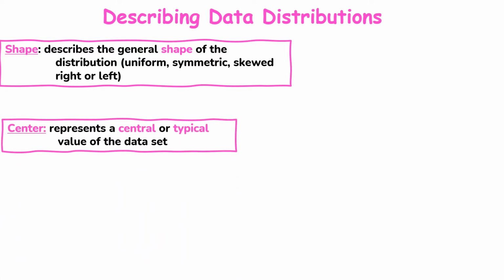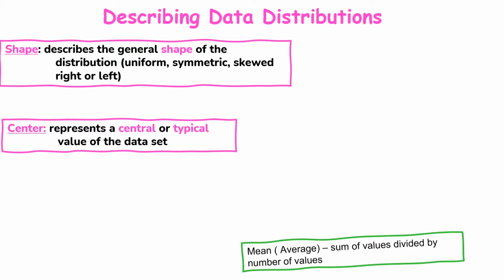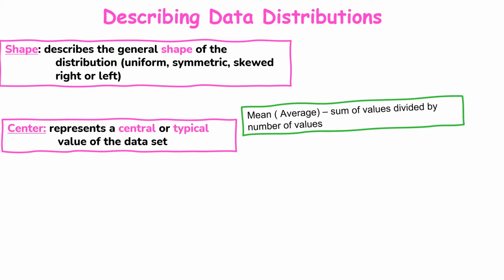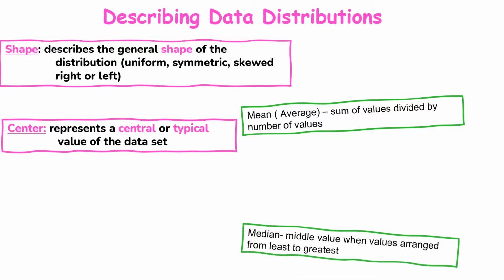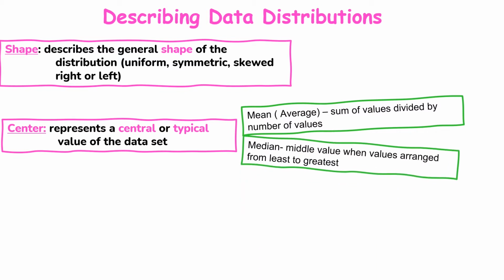We look at the center, that represents the central or the typical value of that data set. And with the center, we use the mean, which is the average or the sum of the values divided by the number of values. And we also use the median, which is the middle value when the values are arranged in order from least to greatest.